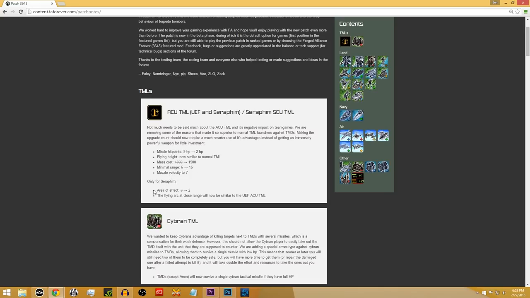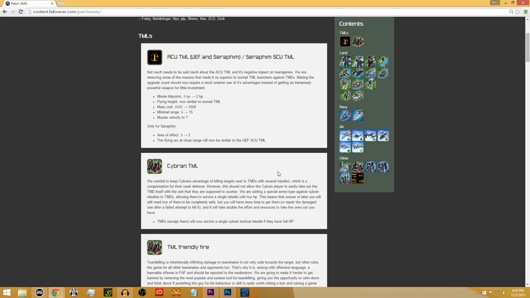And then muzzle velocity to 7 for all of these launchers. So that means that the UEF, the Cybran, and the Seraphim SCU TAC launchers will basically behave the exact same way, and none of them will be as extremely overpowered as they have been in the past. And that makes me so happy, I can't begin to express. Anyway, that right there, just this one change makes it worth playing the beta. Now let's buzz through the rest of them.